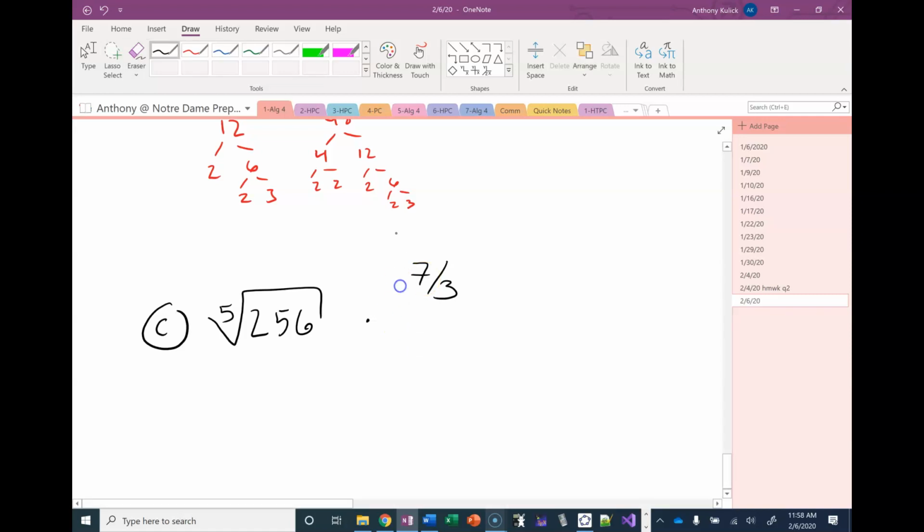Actually, let's make this 32 to the 7/3. Make it a little bit more interesting. Notice here, one of the problems is a radical and one of them is an exponential form. In order to do anything, we have to get them in the same form. Should I put them both in radical form or both in exponential form? Exponential is correct. Why would I want them both in exponential form instead of radical form?